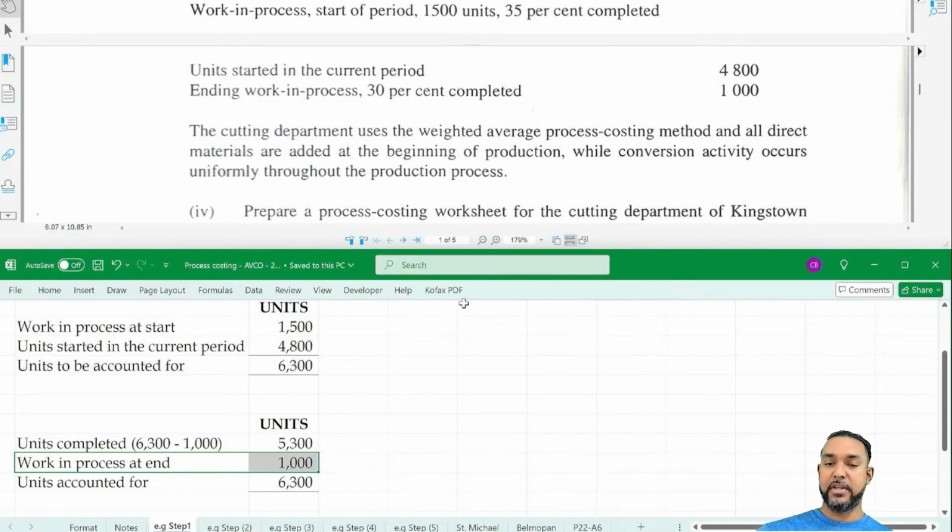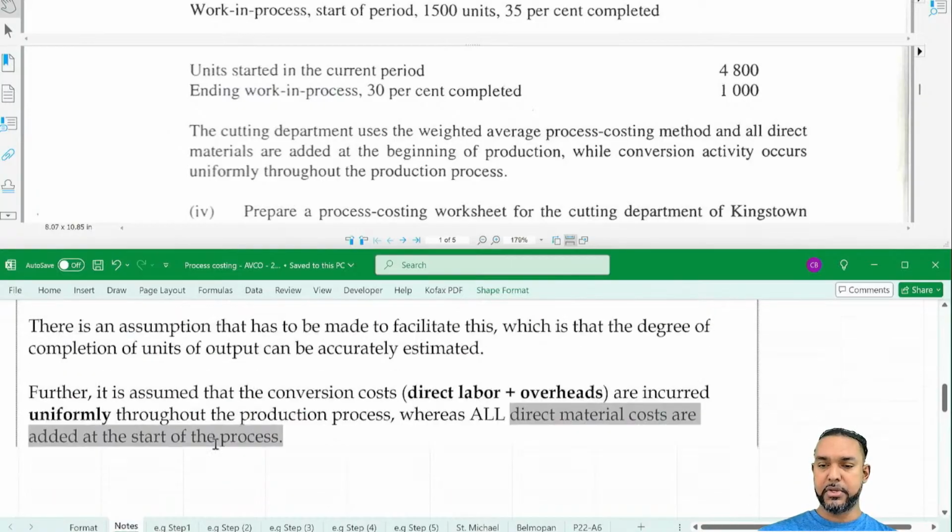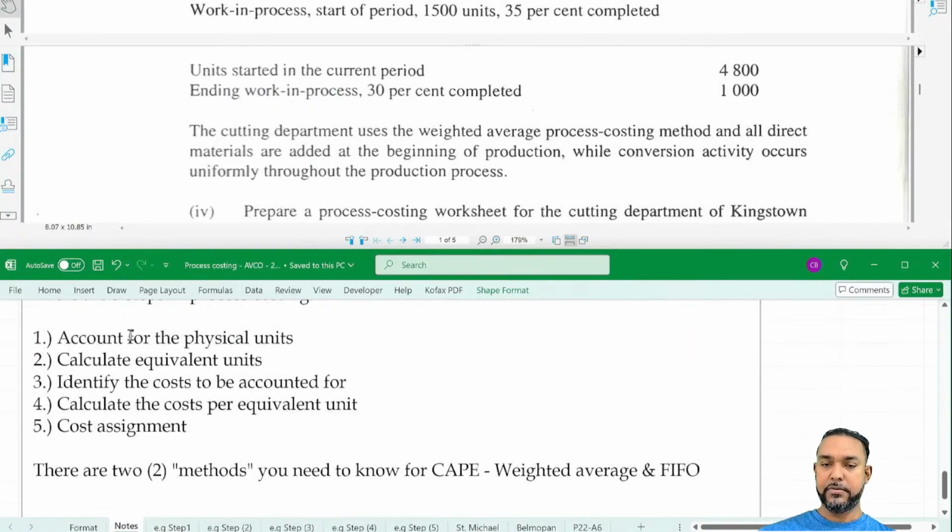So if you had 6,300 units in production and 1,000 of them are still in process, it means the remainder, 5,300, is the units completed. So that was step one: you have to account for your physical units. Okay, and we had those notes here as well, and we had the steps. So account for physical units. Next, calculate equivalent units.